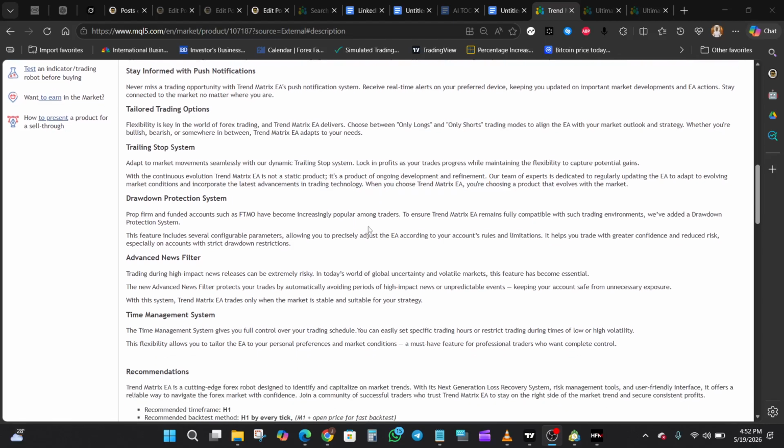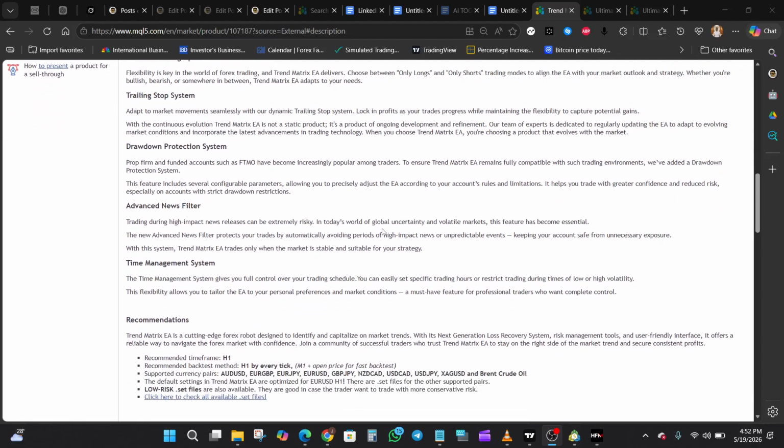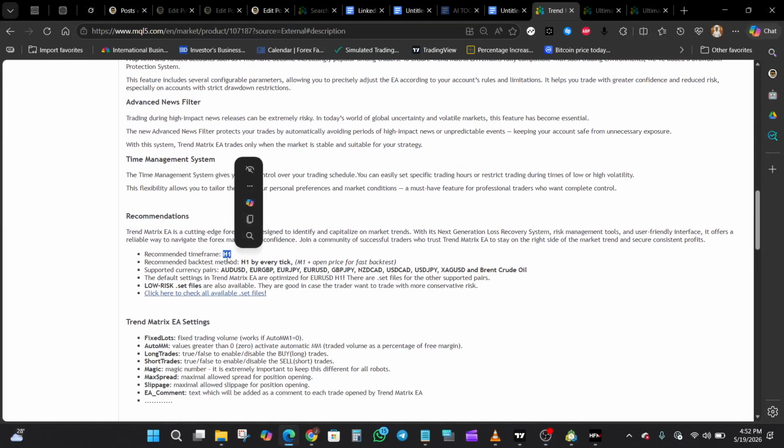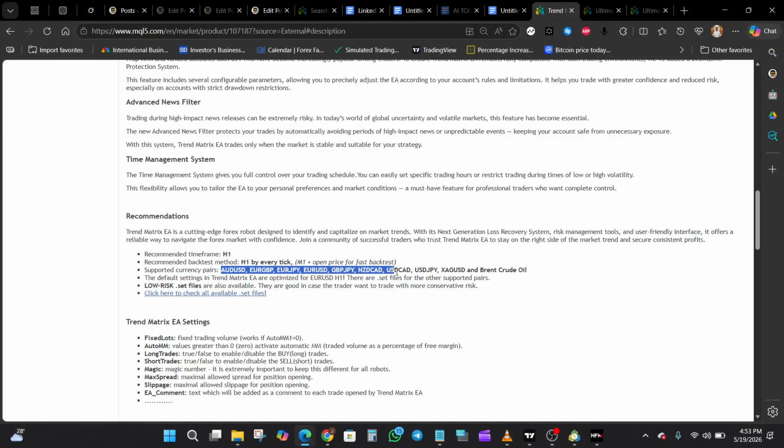Now, before moving into the backtesting section, it is worth noting the recommended usage conditions. The EA is suggested to be run on the H1 time frame, and it supports pairs like AUD USD, Euro GBP, Euro JPY, Euro USD, GBP JPY, NZD CAD, USD CAD, USD JPY, and even assets like XAG USD and Brent crude oil.